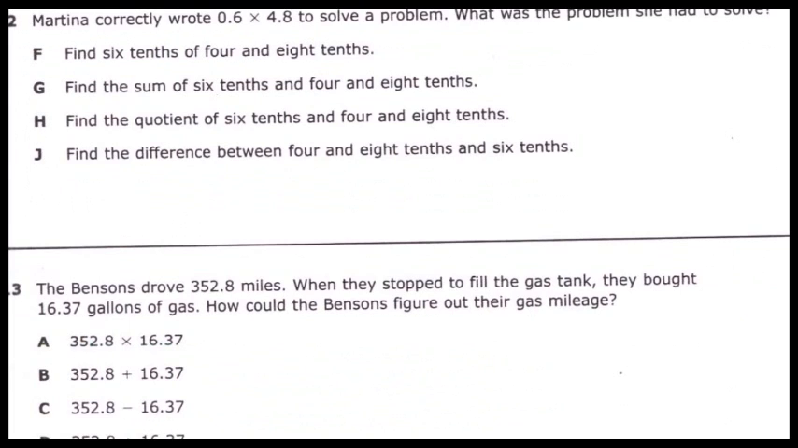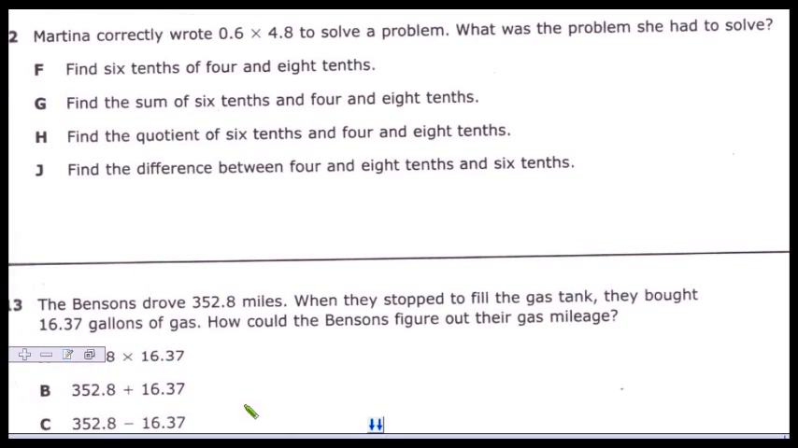12. Martina correctly wrote 0.6 times 4.8 to solve a problem. What was the problem she had to solve? Well, find this. This is what you need to know. Find 6/10 of 4 and 8/10, or find the sum of 6/10 and 4 and 8/10, or find the quotient, or find the difference. Notice that the only difference here between the answer choices is the vocabulary words.